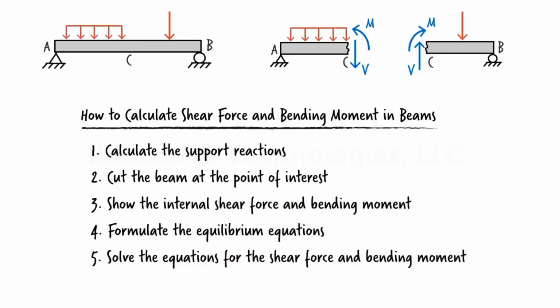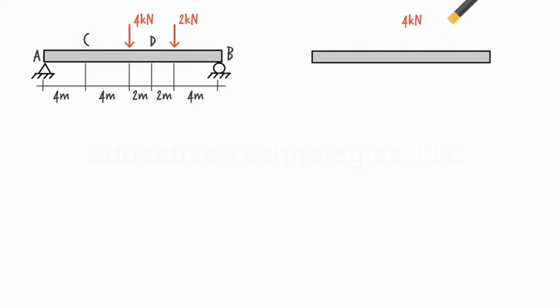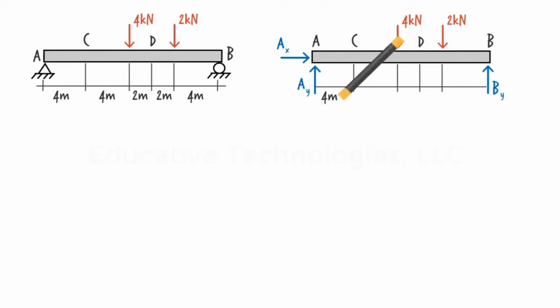Let's illustrate this process using an example. Suppose we have a simply supported beam subjected to two concentrated loads. We wish to determine shear and moment at points C and D. Let's start by calculating the support reactions. Here is the beam's free body diagram. Here are the equilibrium equations.